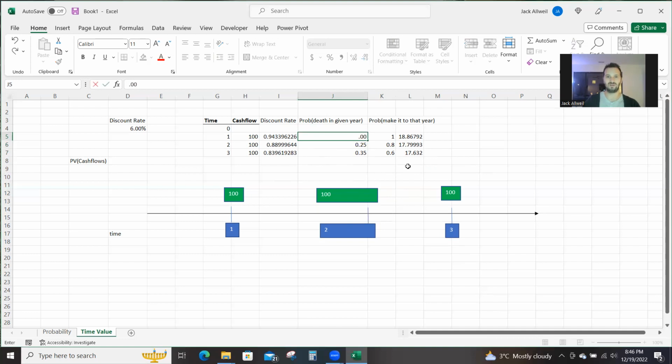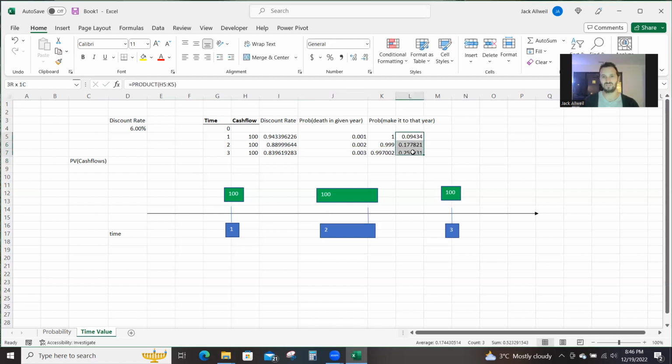So you can see if we go here, let's make these even smaller. Let's say 0.00. Let's say it's a really healthy person. So you can see why term insurance is so cheap for a healthy person in a short period. Basically, you're paying 50 cents to insure for $100 because the probability of you dying is so low.